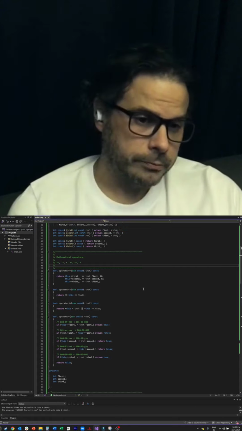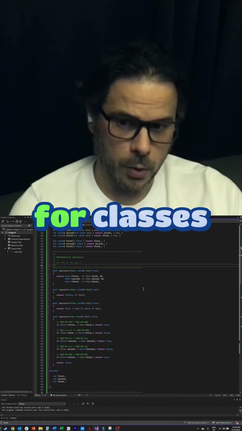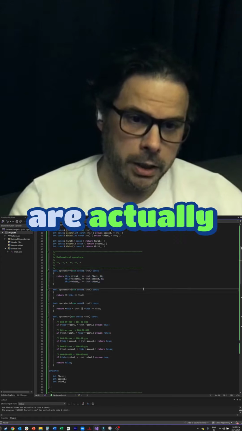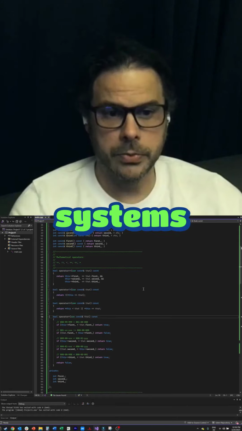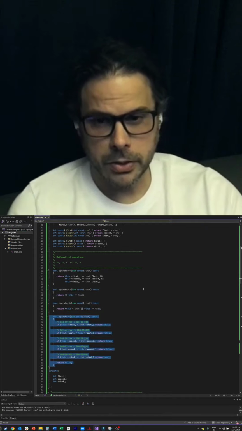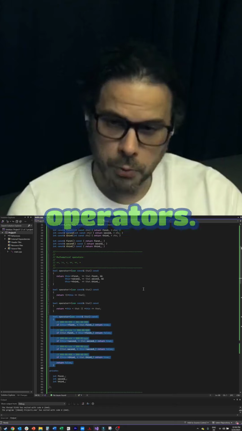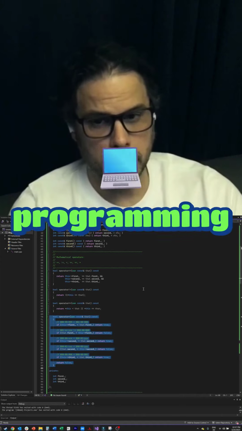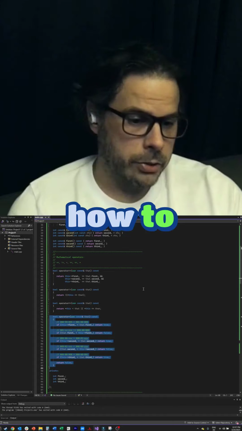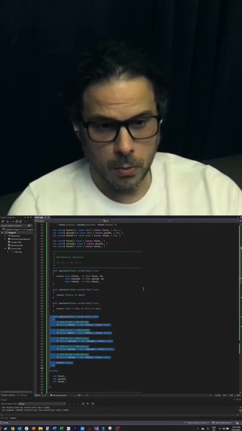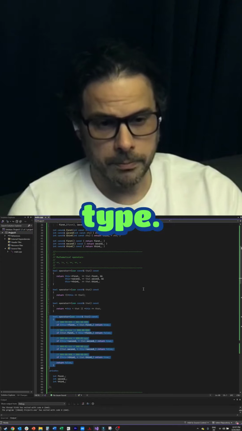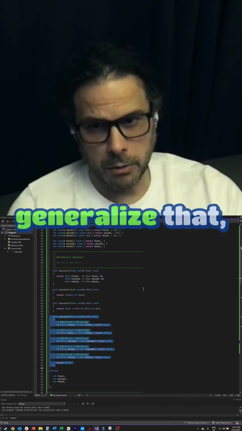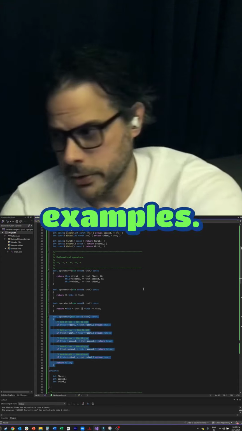And therefore, if you have operators for classes that precisely explain what these operators are, you are actually telling the machine programming systems essentially what the semantics are for these operators. Like you're actually teaching it, or you could teach it depending on how smart the machine programming system is, how to learn what those operators are for this type. And on top of that, the system could potentially, if it's smart enough, try to start to generalize that, especially if it starts to see enough good examples.